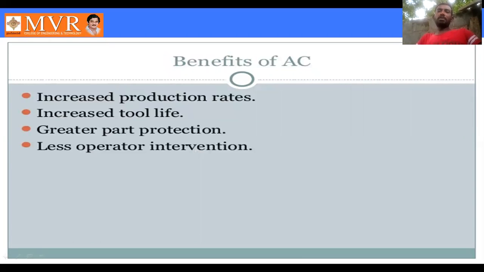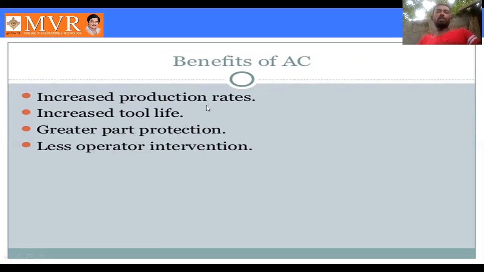Next are the benefits of the adaptive control system. What are the benefits? See here: it increases the production rates, it increases the tool life, greater part production, and less operator intervention. These are some of the basic benefits and advantages of adaptive control.